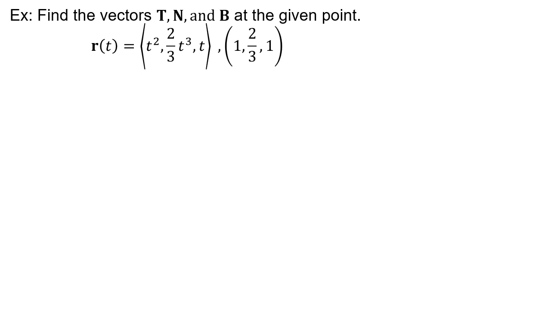So we're going to start with this one that has lots of different numbers in it, which is kind of nice. Find the T, N, and B, the unit tangent, the unit normal, and the unit binormal at the given point. So again, it'd be nice to know what t value that would be. Hopefully you can kind of tell that your t would be 1. 1 squared is 1, gives you the first term. 2/3 times 1 cubed would be the 2/3, and especially because of the last one just being a t, t would be 1. And so that is the t value we're going to work with.